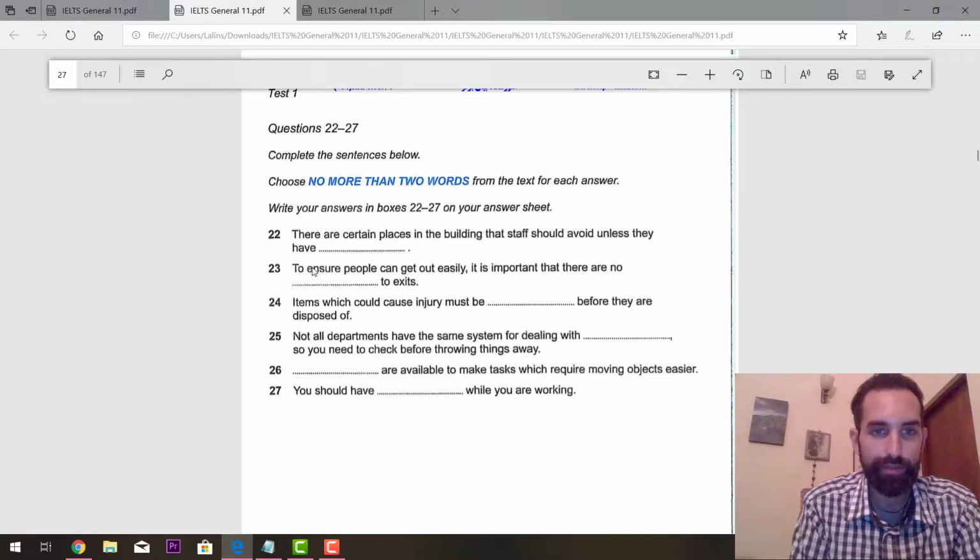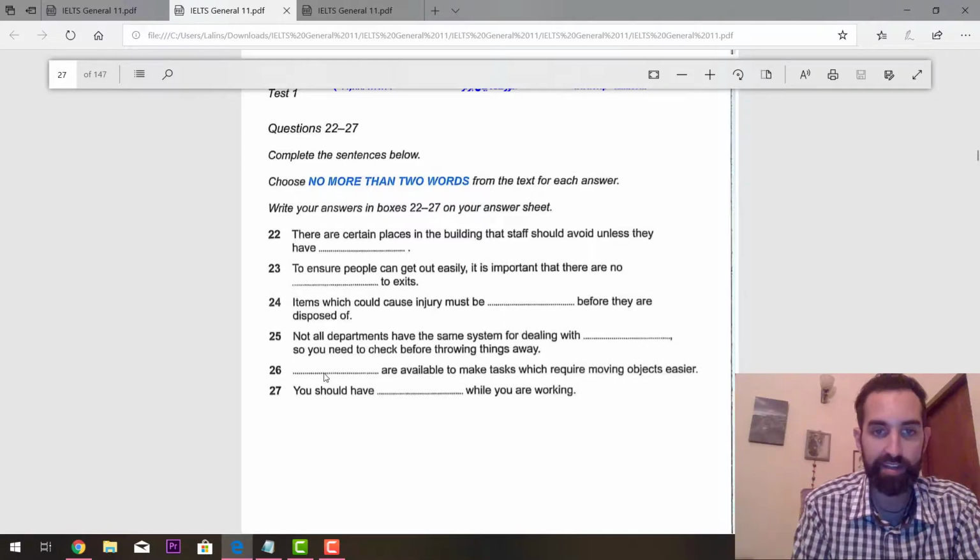So here, 22. There are certain places in the building that staff should avoid unless they have blank. 23. To ensure people can get out easily, it is important that there are no blank to exits. 24. Items which could cause injury must be blank before they are disposed of. 25. Not all departments have the same system for dealing with blank, so you'll need to check before throwing things away.